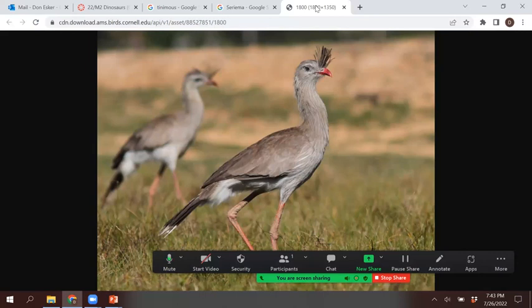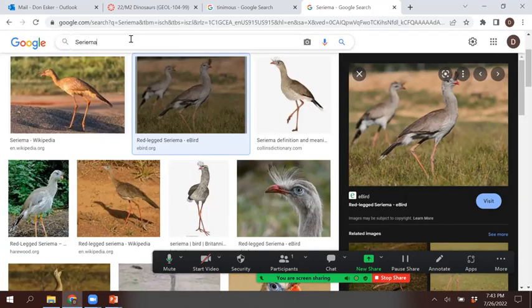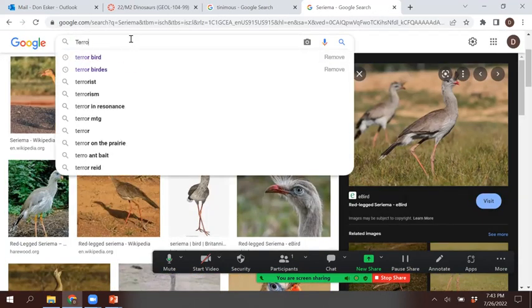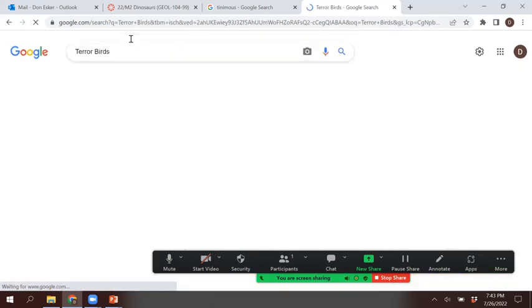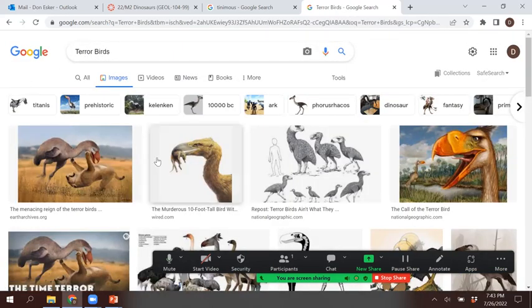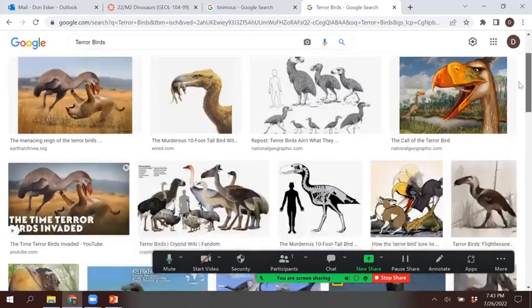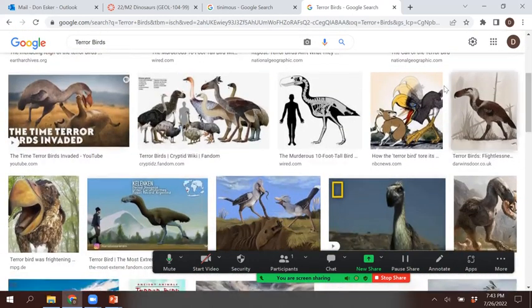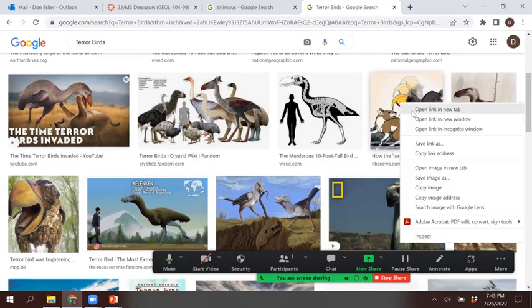While seriemas are the only ones that we have left today, we used to have a much wider variety of Cariamiformes, a group of animals known as the phorusrhacids, or more popularly, the terror birds. Terror birds are, for whatever reason, almost always depicted as kicking the living crap out of a small horse.